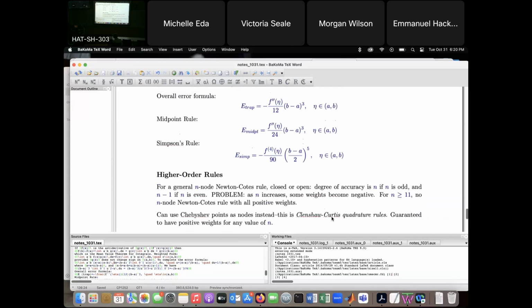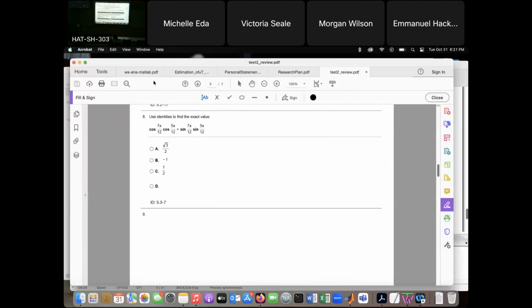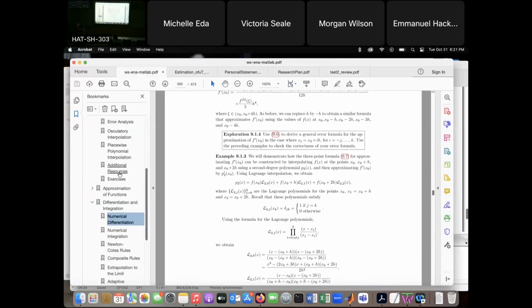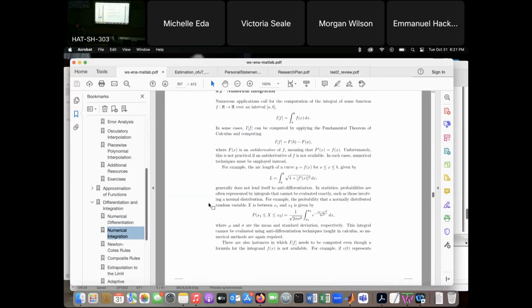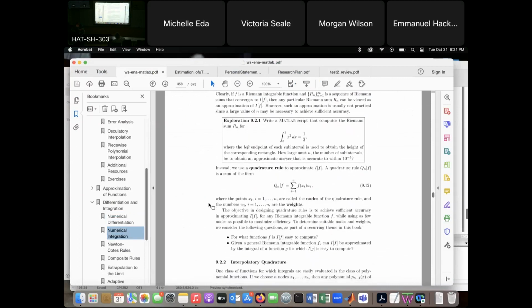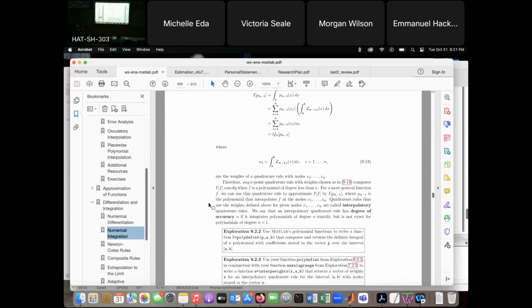Okay, questions about Newton-Cotes rules? I'll take a quick check here. See if, whoops, don't want that. In particular from the section that I've not talked about here.